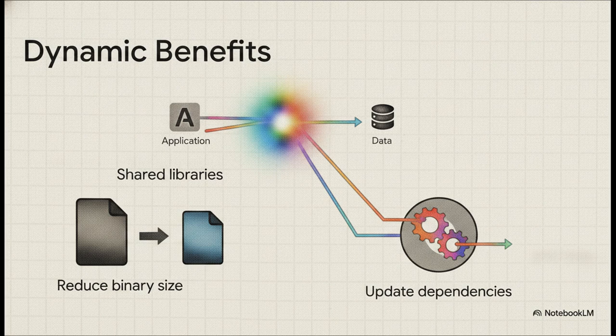And utilizing these dynamic versions is incredibly powerful for a few key reasons. First off, it allows you to build executables using shared libraries. Because you're sharing code rather than baking it all into one giant file, you significantly reduce your final binary size. But perhaps most importantly, it lets you update your dependencies without triggering a complete, agonizing recompilation of your entire project.